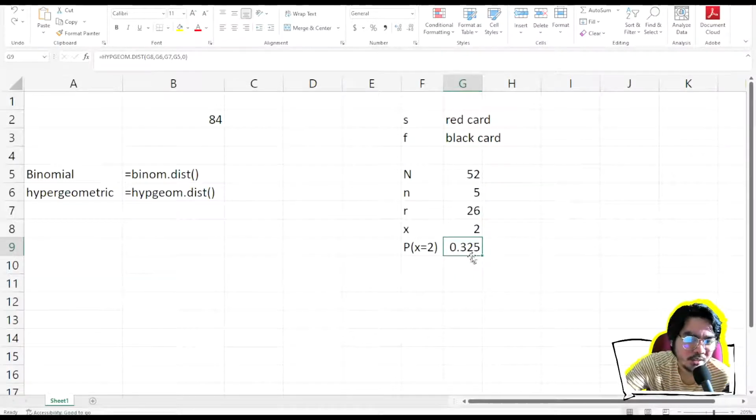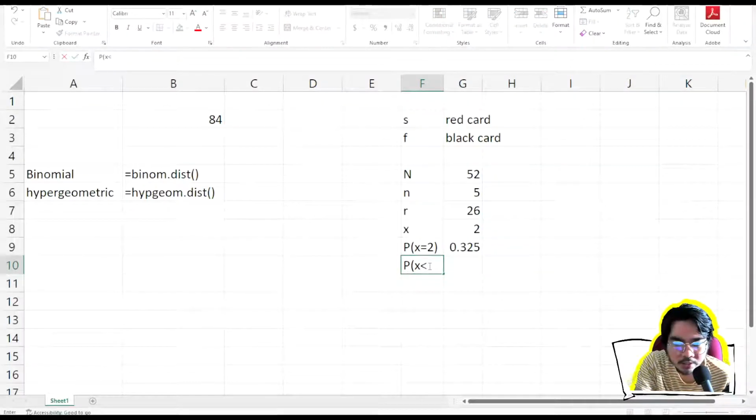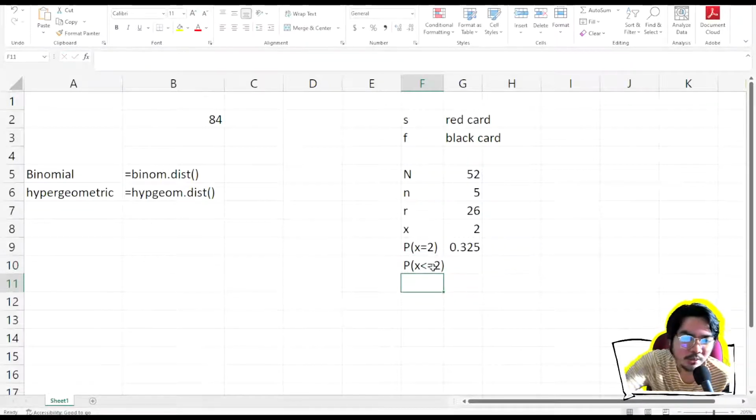Personally, I just like to do the fraction, no, or the decimal way of outputting it. Okay? So it's 0.325. That's the probability that x is equal to 2. Now let's say we want the at most case, no? So for example, x is less than or equal to 2. That's what we want.